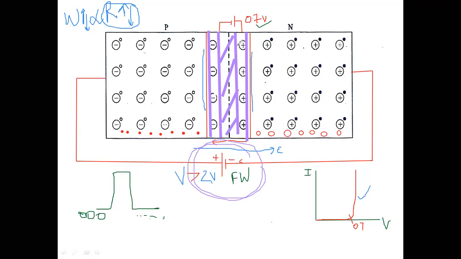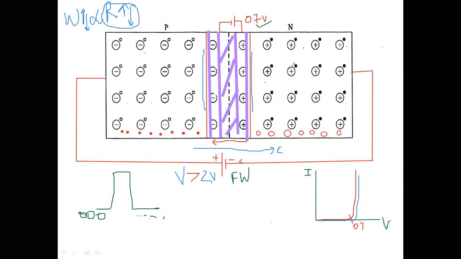But I have to tell you one thing: if you compare the characteristics of PN diode with Zener diode, see, Zener diode is a heavily doped PN diode. That's it. So if I draw the PN diode characteristics also on this graph, it will be like this.